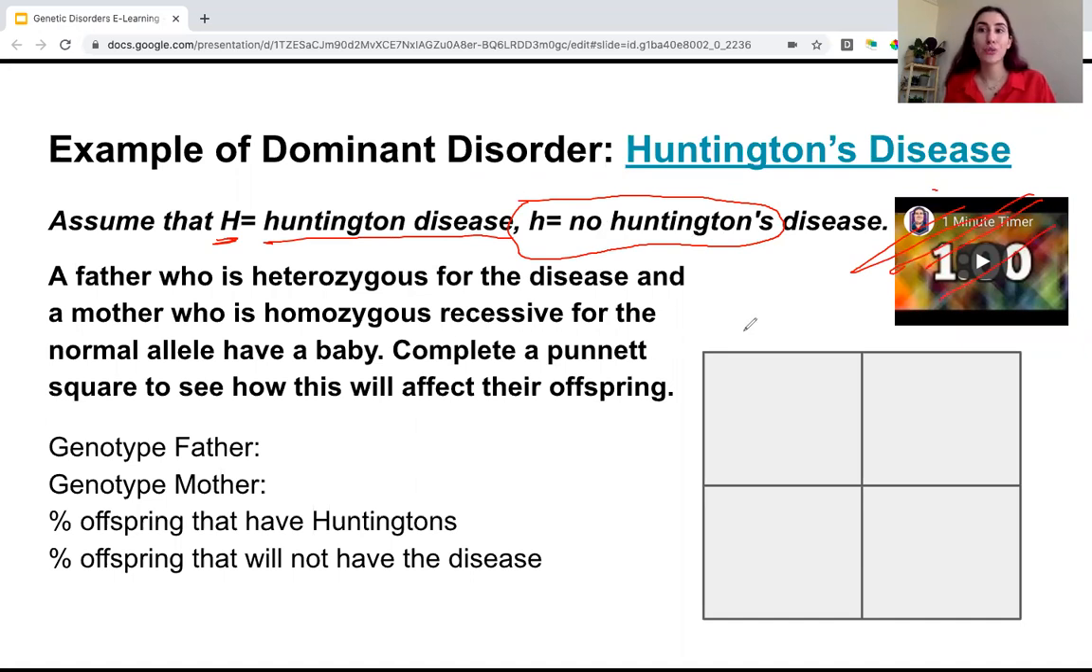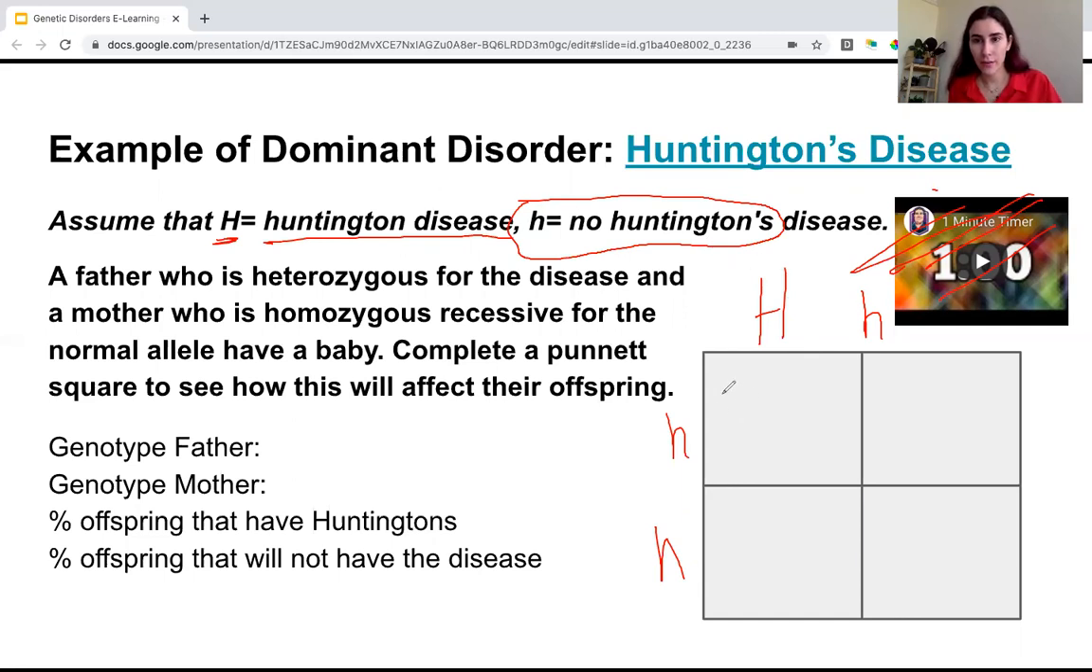A father who is heterozygous for the disease. So the word heterozygous means that they have the following genotype. I'm putting the father up here. And a mother who is homozygous recessive. Sorry, I forgot that I'm representing the disease with an H. It really won't matter. Remember, these letters are arbitrary. I can put anything. So the mom is homozygous recessive. These pens are really annoying to use. But anyways, so dad is heterozygous, mom is homozygous recessive, and they decide to have a baby.